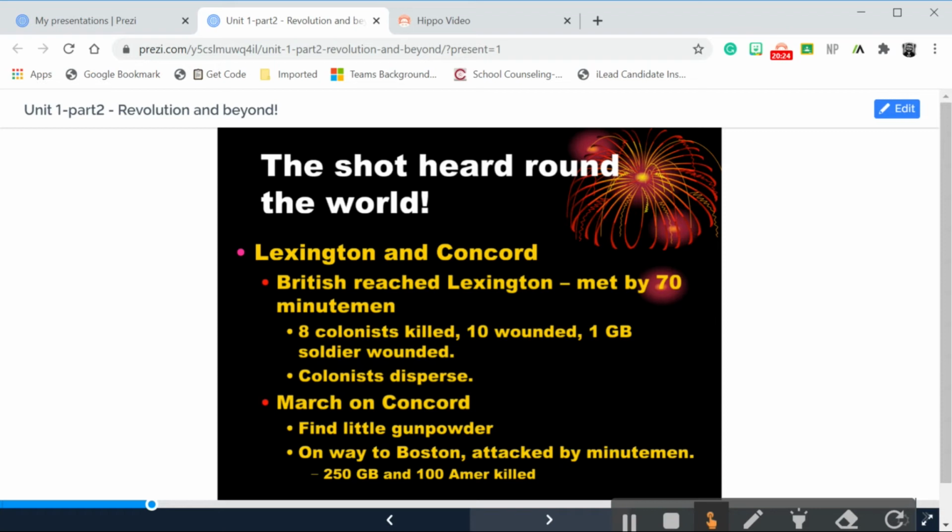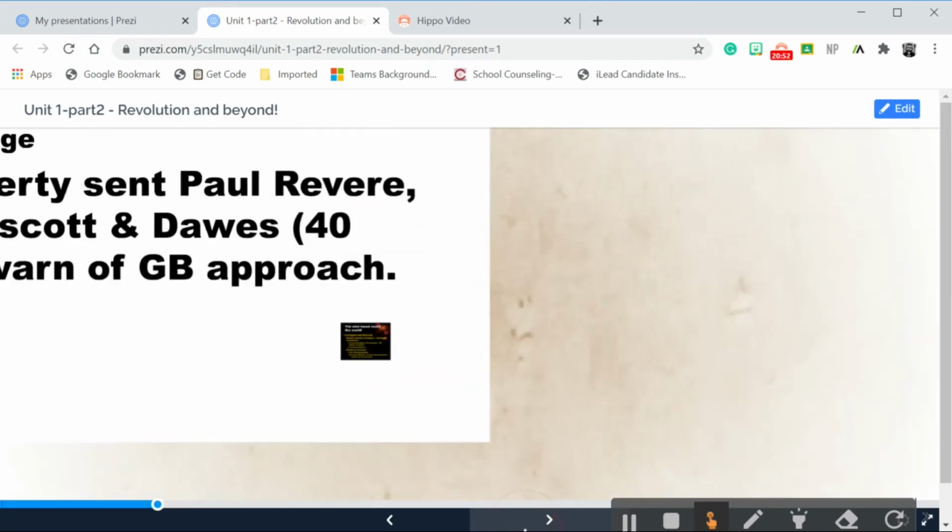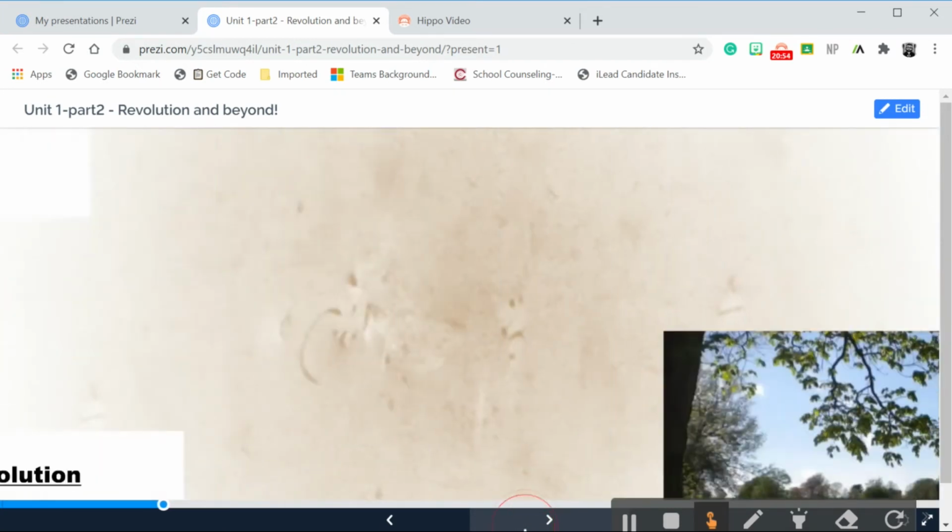The British reached Lexington, met by 70 Minutemen. A colonist killed, 10 wounded. One Great Britain soldier wounded. Colonists dispersed. They march on to Concord, Captain Smith, find little gunpowder, and on the way to Boston the Minutemen attack. 250 Great Britain and 100 Americans are killed. Pictures from that area.